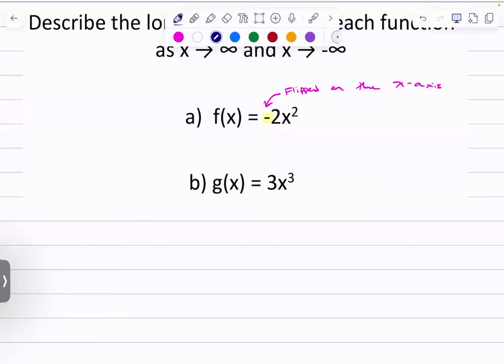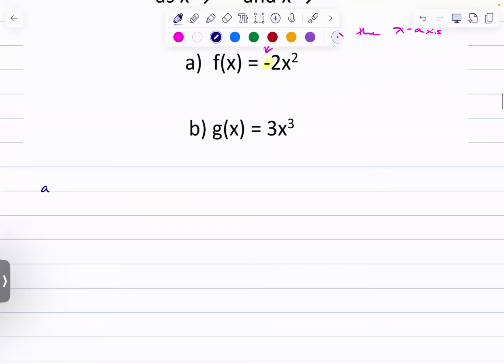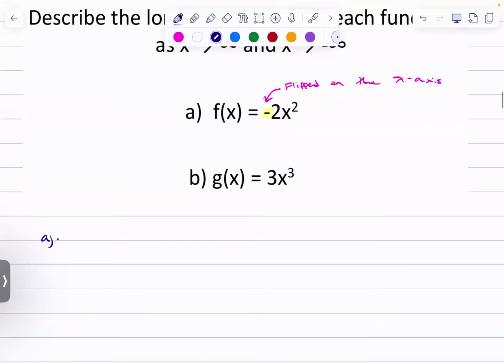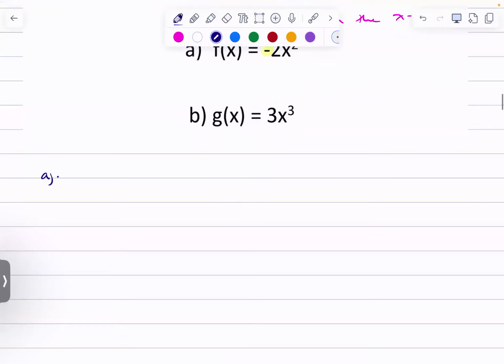So let's do A first. This is where it's going to be really helpful to remember the general shapes. So if we take x squared, let's start there.